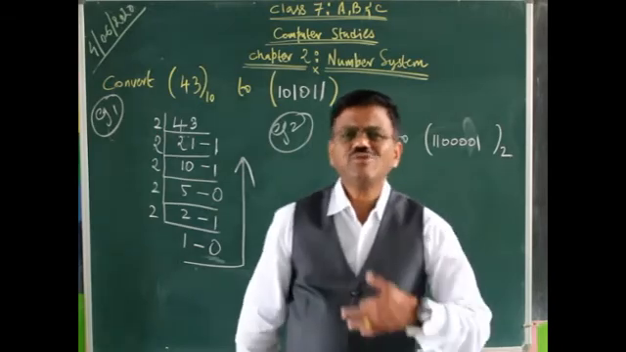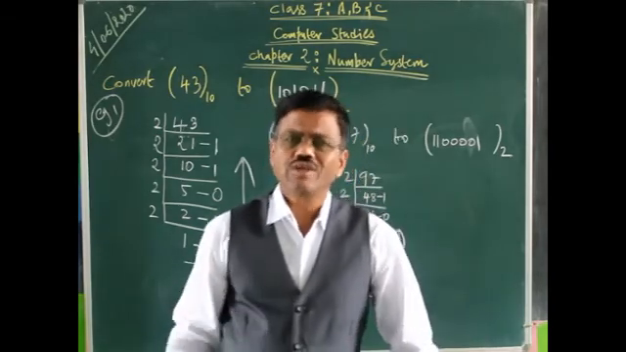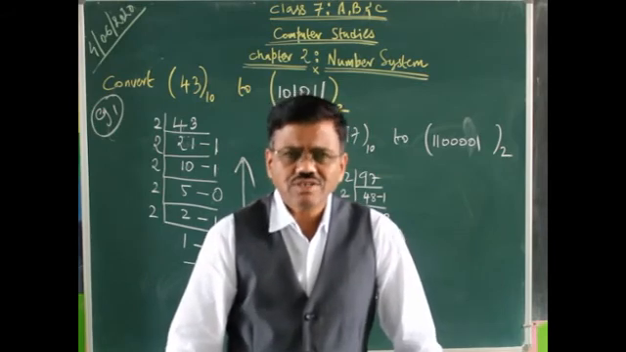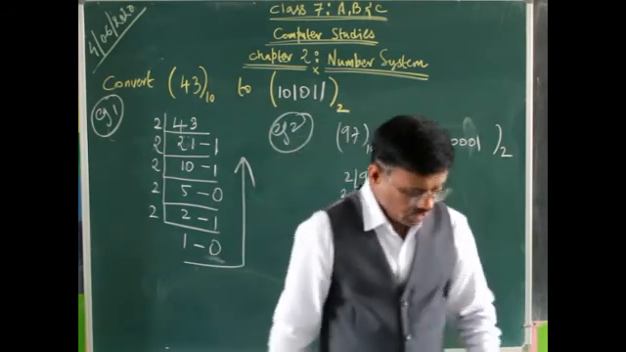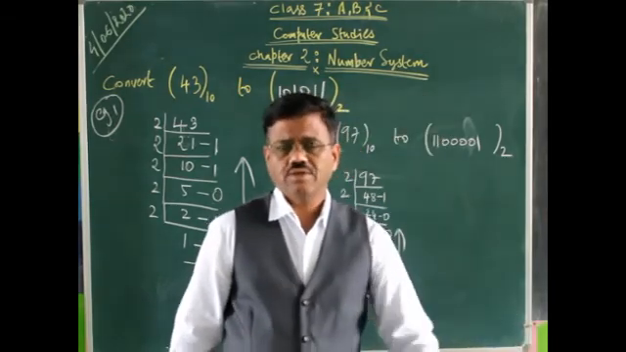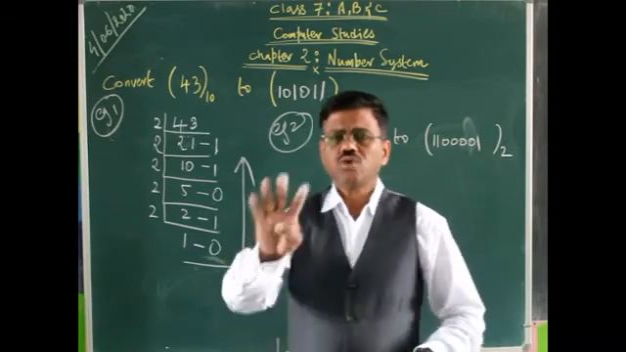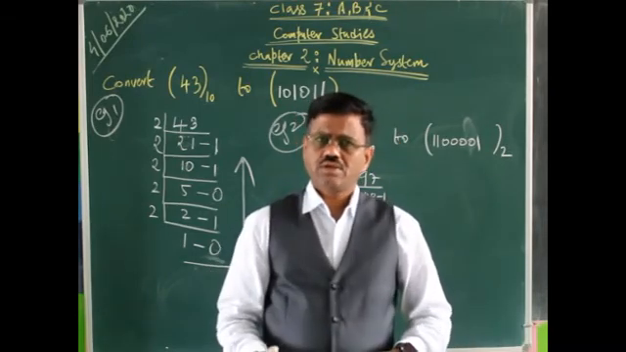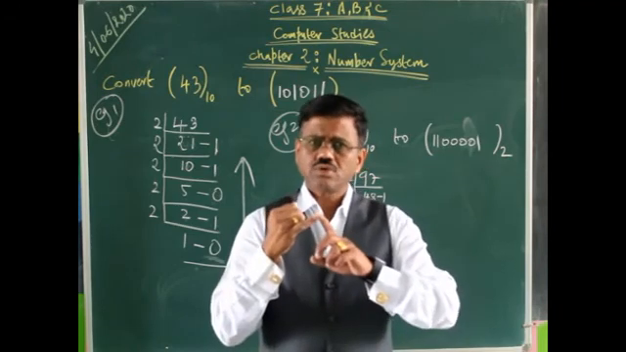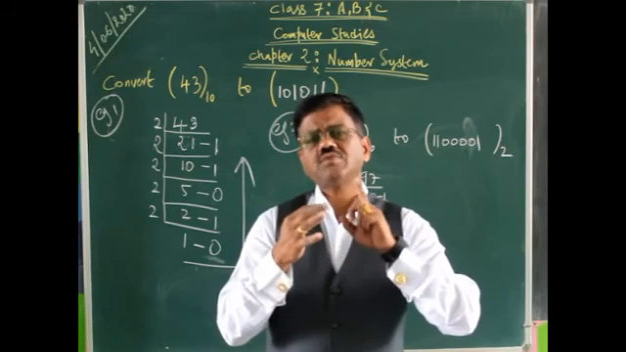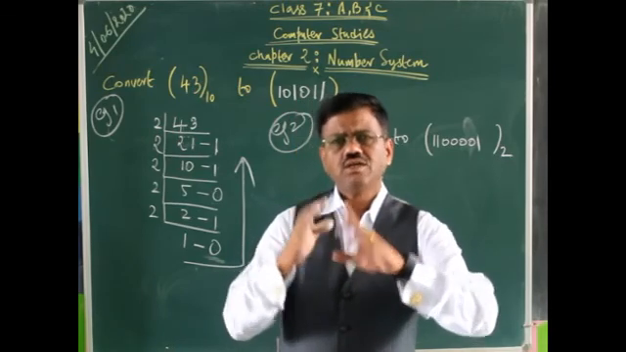I will be doing more problems in the next class. Boys and girls, kindly go through chapter number 2, page 18. Go through this. There are 4 number systems: binary, octal, decimal and hexadecimal. Binary has base 2, octal has base 8, decimal has base 10 and hexadecimal has base 16.